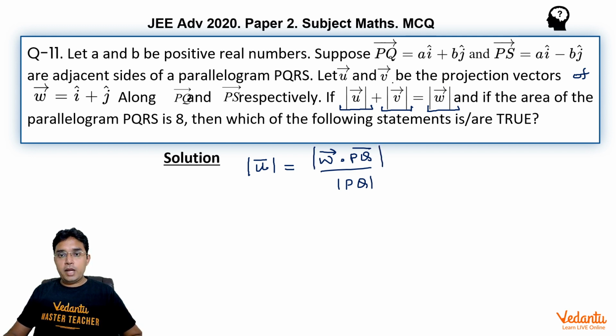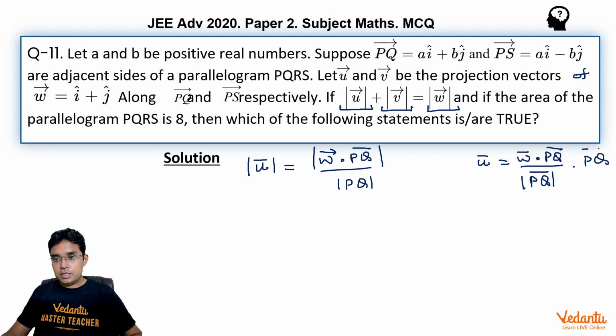See, if I have to write U in terms of vectors, then this length here will be multiplied with a unit vector only. If I have to write U completely, I think it would be W dot PQ upon mod PQ into unit vector along PQ, which is vector PQ upon mod PQ only. And if I need to find the length of this, I will be taking mod of this, and this unit vector will just be ignored. So that is what I have done already.